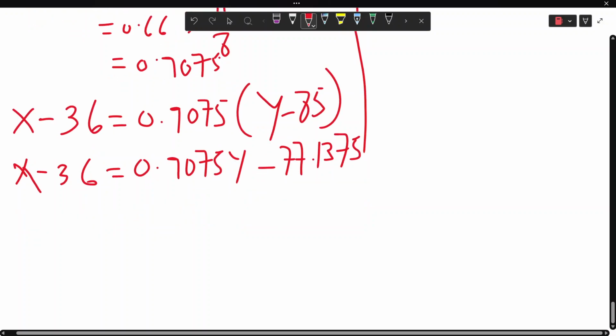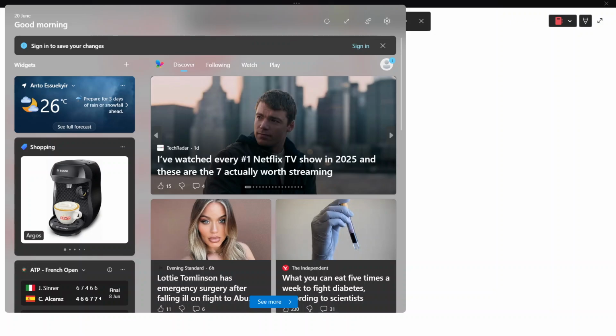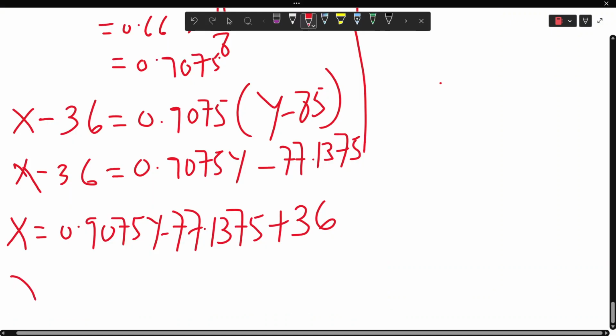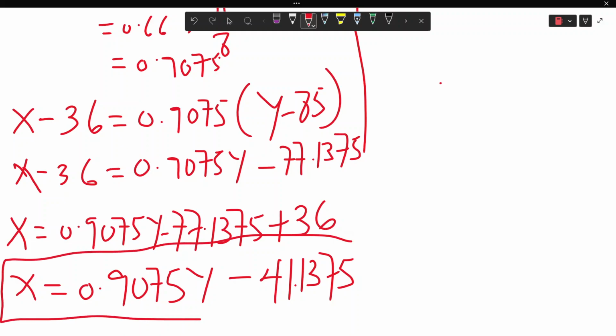So now, making x the subject, x is equal to 0.9075y minus 77.1375 plus 36. X is equal to 0.9075y minus 41.1375. So this is our regression equation x on y.